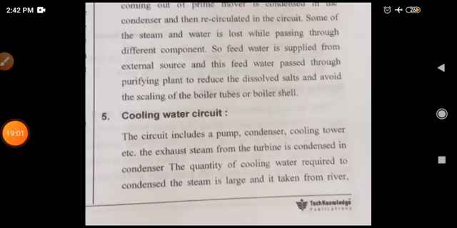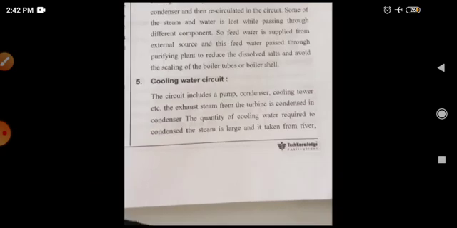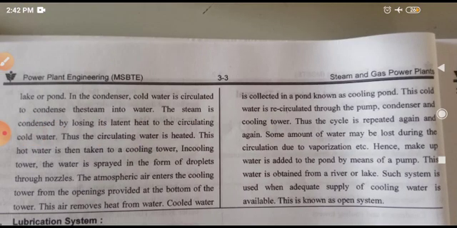Next one is the cooling water circuit. The circuit includes a pump, condenser, cooling tower, etc. The exhausted steam from the turbine is condensed in the condenser. The quantity of cooling water required to condense the steam is large and it is taken from the river. Okay, got this?